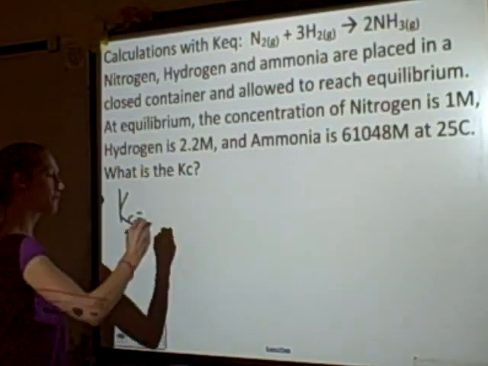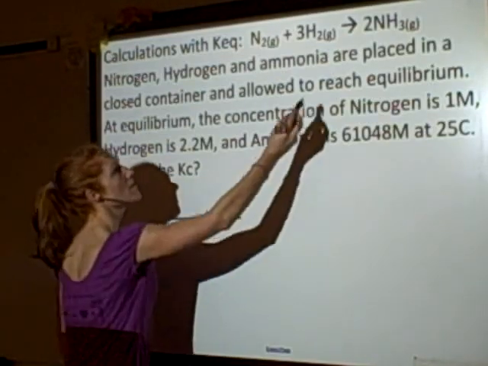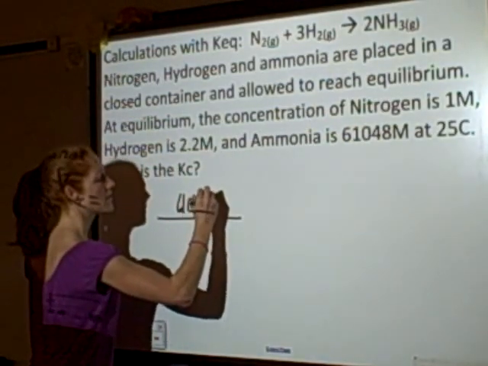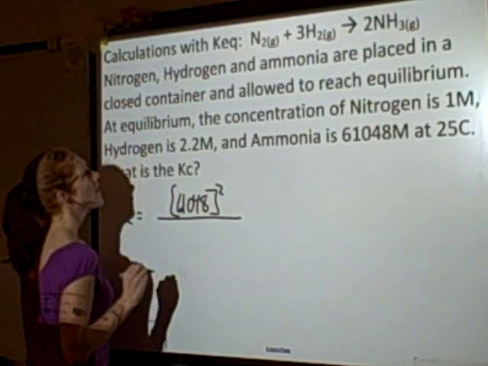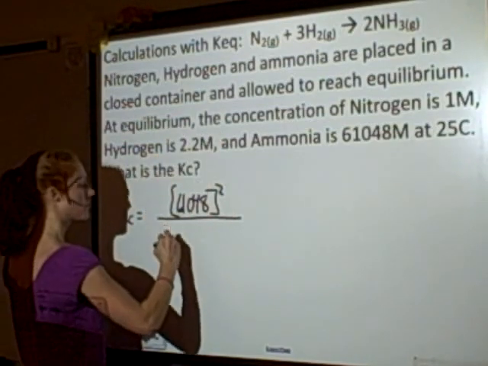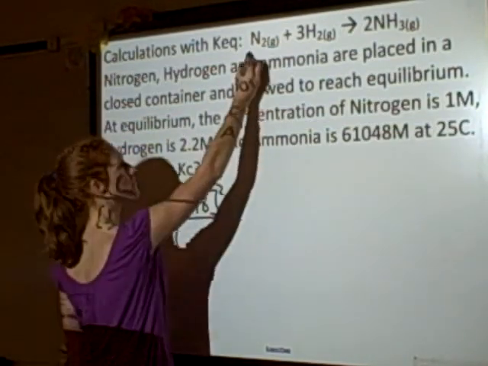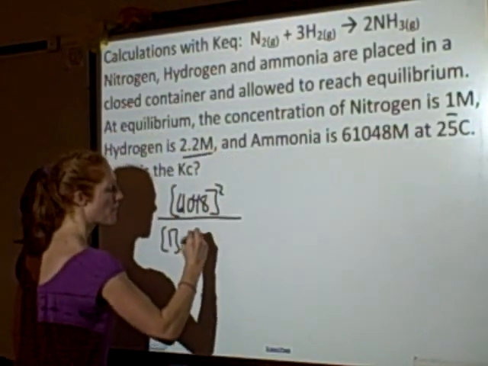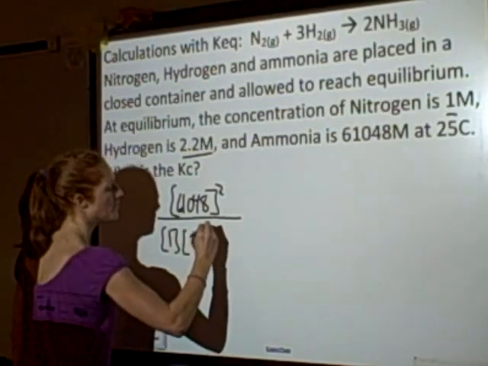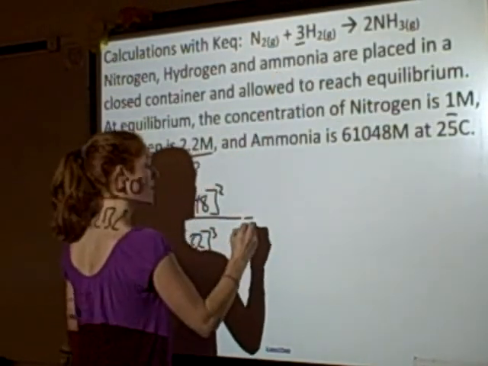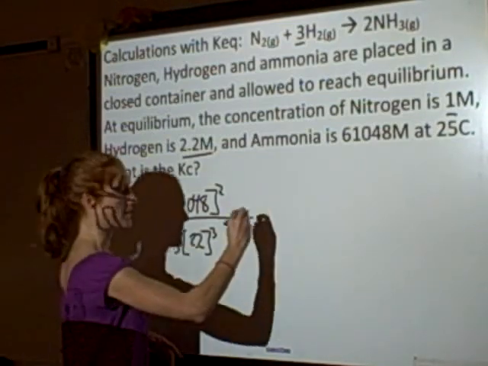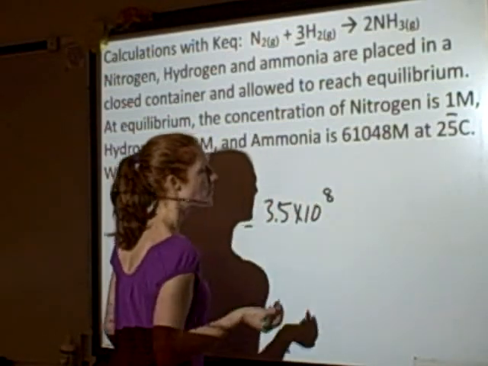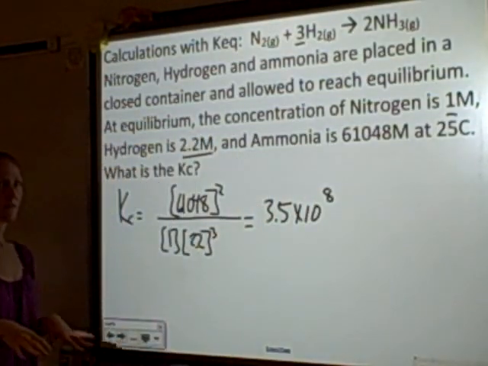Kc is the products over the reactants raised to their coefficients. So ammonia squared, that's the 61,048 squared, over nitrogen, which is just 1, and it's raised to coefficient of 1, right there. And the hydrogen, 2.2, and it's going to be cubed because of the coefficient there. So I type these in, and I see that it is 3.5 times 10 to the 8th. Make sure you type it in. Make sure that you're going to get it right when you need to get it right.